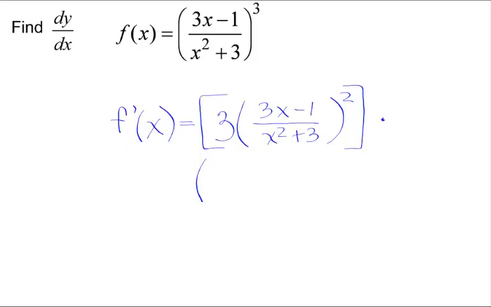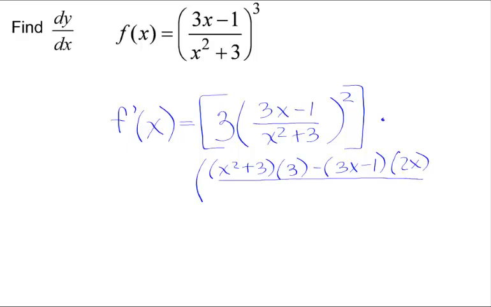We have top and bottom. So we're going to include that in this piece because the derivative of what's inside is where the quotient rule comes into play. So we have bottom d top minus top d bottom over bottom squared. And there we have it.